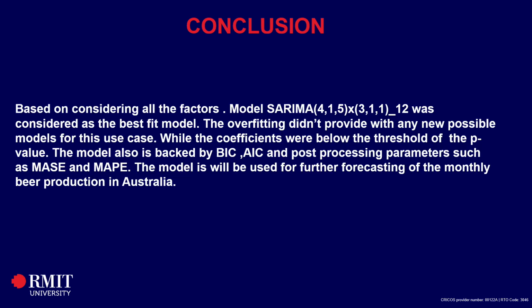Based on considering all the factors, model SARIMA 415 was considered as the best fit model. Overfitting didn't provide any new models for this use case, while the coefficients were below the threshold of the p-value. The model is also backed by BIC, AIC, and post-processing parameters such as MASE and MAPE. The model will be used for further forecasting of the monthly beer production in Australia.